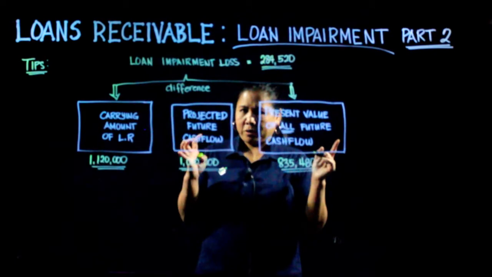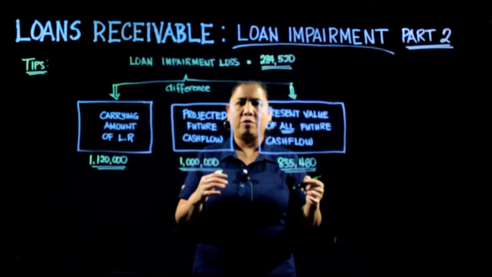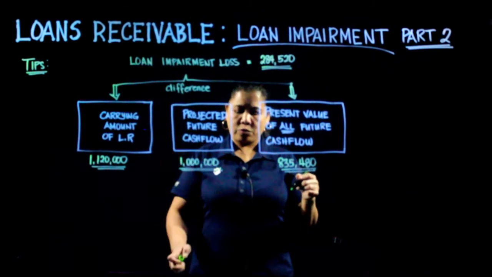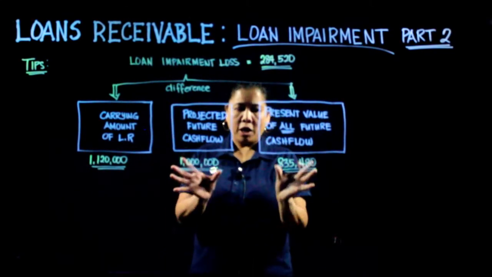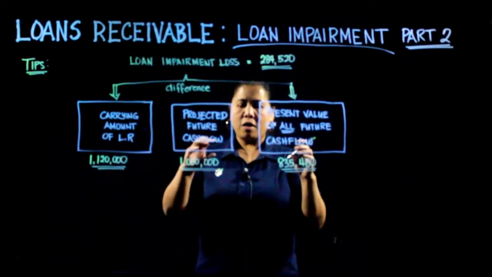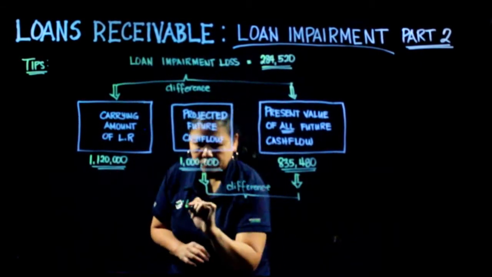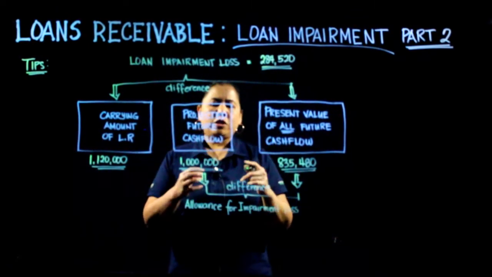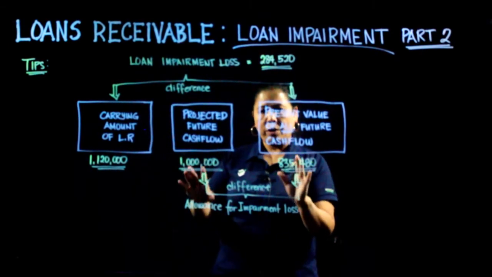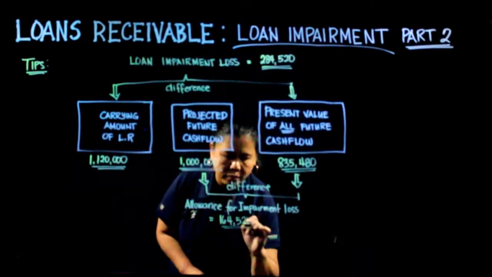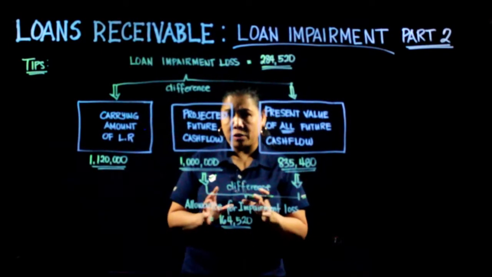Kapag ang tinatanong naman ngayon ay kung magkano ang allowance for impairment loss na account, yung difference ng projected future cash flow at present value of all future cash flow, itong dalawang ito, yan po ang amount ng allowance for impairment loss. Alright? Which is amounting to 164,520, yung difference nilang dalawa. Alright? So, anong gagawin natin dito sa amount na 164,520?